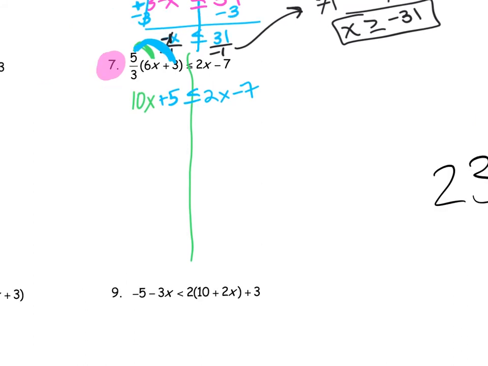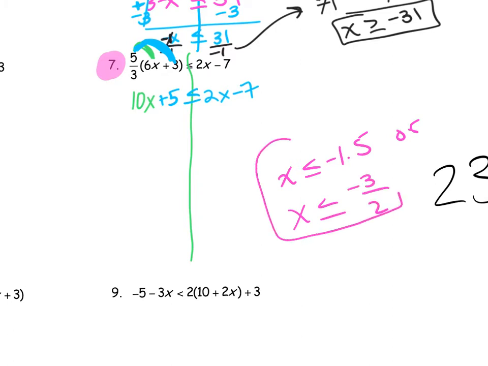You can do the rest. I'm just going to tell you what the final answer is, because this is a problem I want you to do on your own. Your final answer ends up being x is less than or equal to negative 1.5, or x is less than or equal to negative 3 over 2. These both are the same answer. One is written as a fraction, the other one is a decimal.